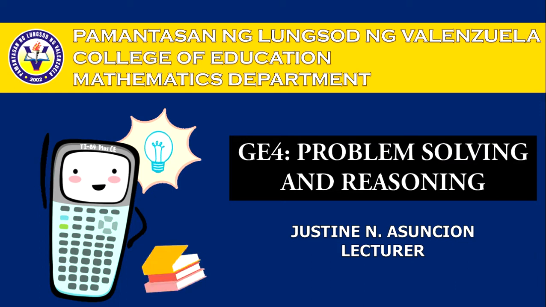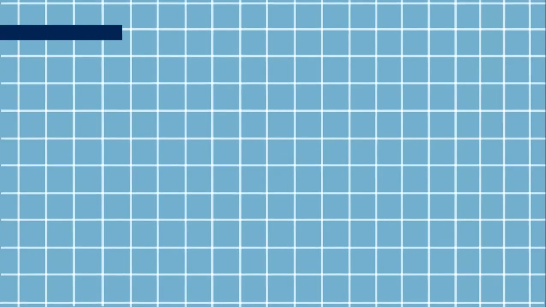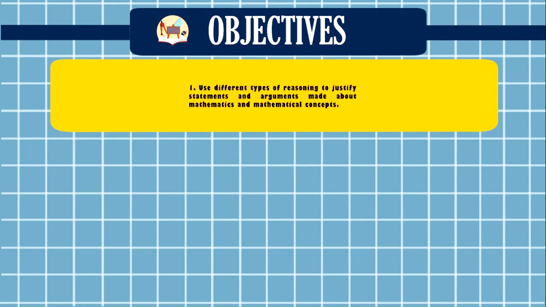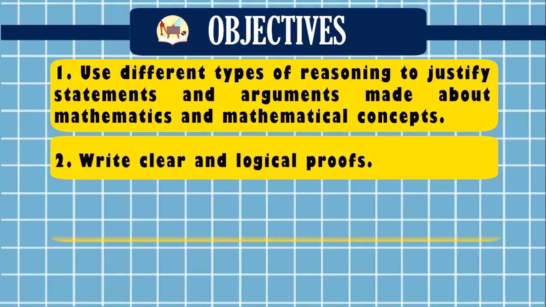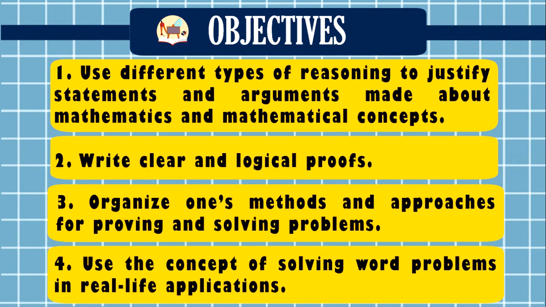So what are our objectives for today? First one, use different types of reasoning to justify statements and arguments made about mathematics and mathematical concepts. Number two, write clear and logical proofs. Number three, organize one's methods and approaches for proving and solving problems. Then number four, use the concept of solving word problems in real life applications.